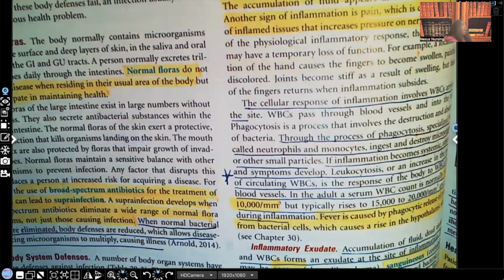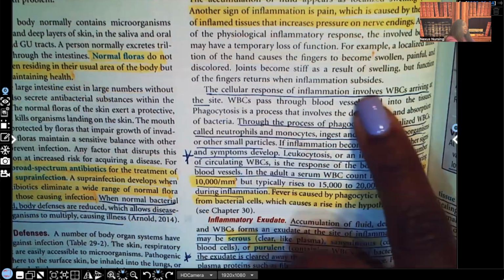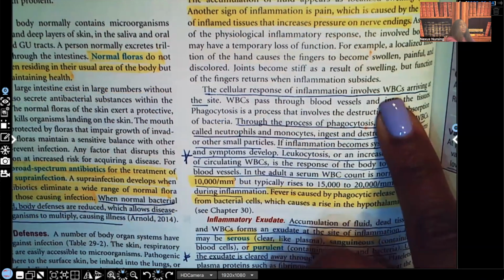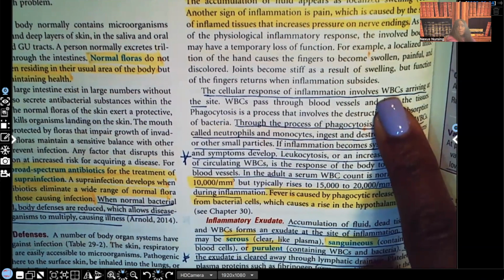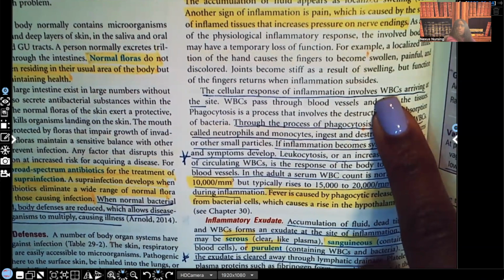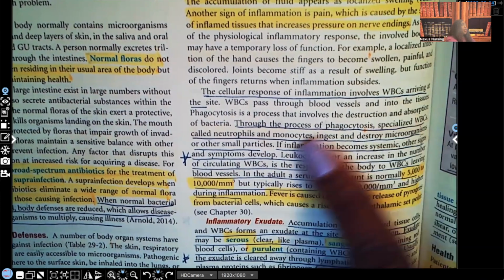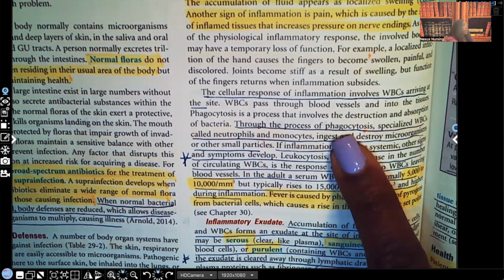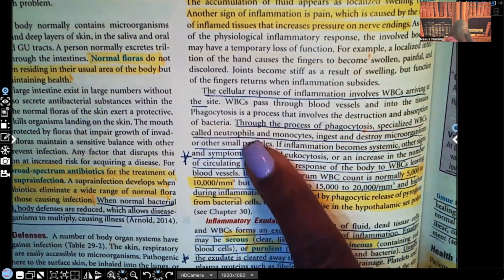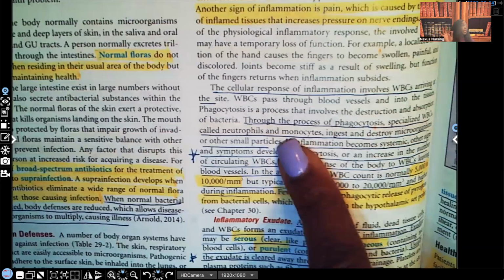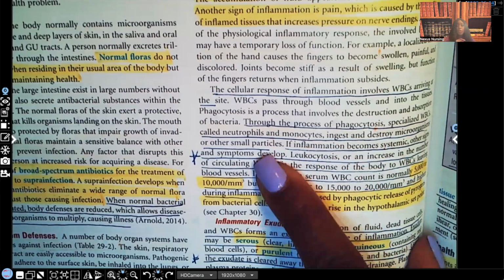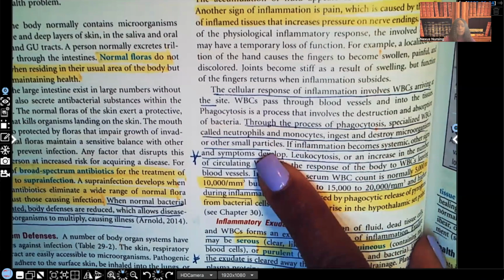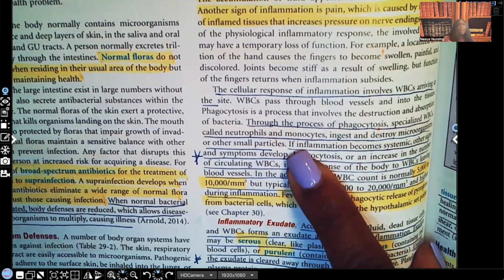The cellular response of inflammation involves WBCs arriving at the site. Remember, the WBCs are helpers. They help fight infection. They're part of what? The blood. Through the process of phagocytosis, specialized WBCs called neutrophils and monocytes, those are types of WBCs, ingest and destroy microorganisms and other small particles through the process known as phagocytosis, okay? You guys learned about that in A&P.